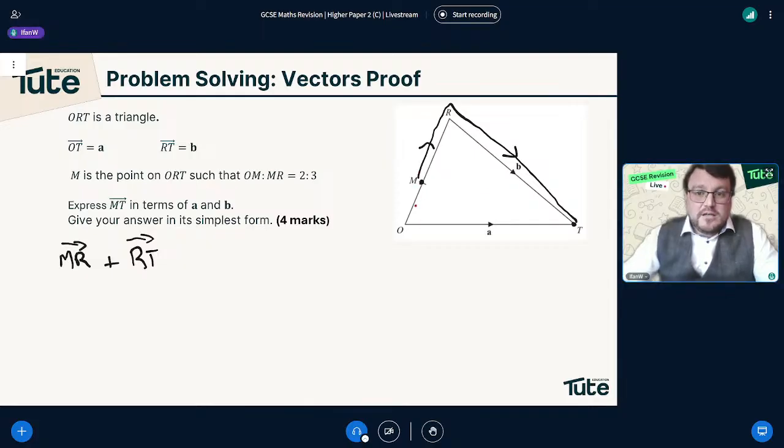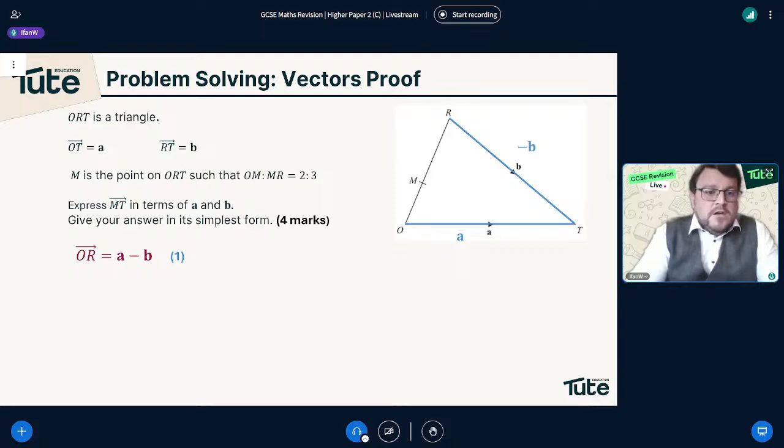But actually, because we're talking about part of OR, go from O to T to R, and because you're talking about ratio, you can work it from there. And of course, because you're going in the opposite direction, you're going that way, it's going to be minus, isn't it? So O to R is that path there. So it's a, take away b. It's take away b because you're going in the opposite direction. Okay, that's O to R.